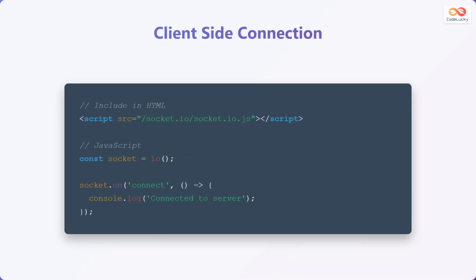To connect to the Socket.io server from the client side, first, include the Socket.io client library in your HTML file. Then, in your JavaScript code, create a new socket instance by calling the io function. Finally, listen for the connect event on the socket object to know when the connection has been established.